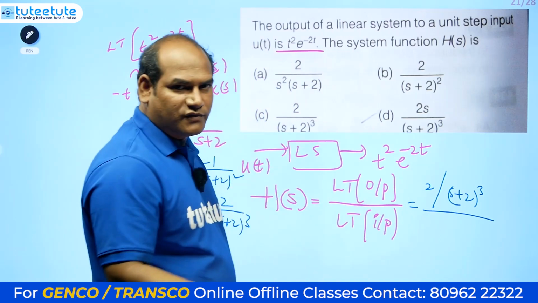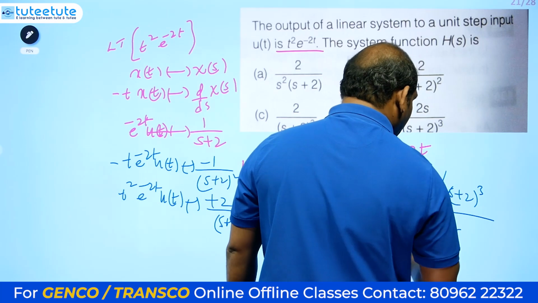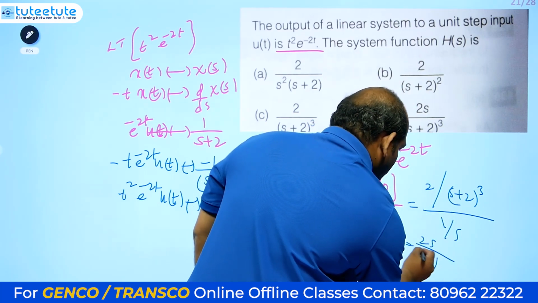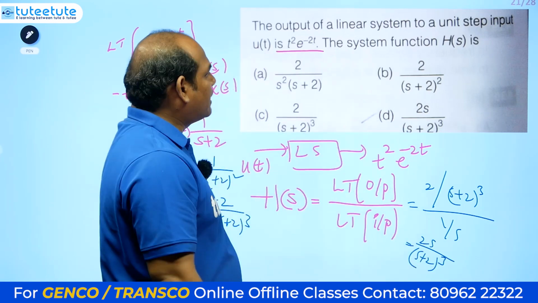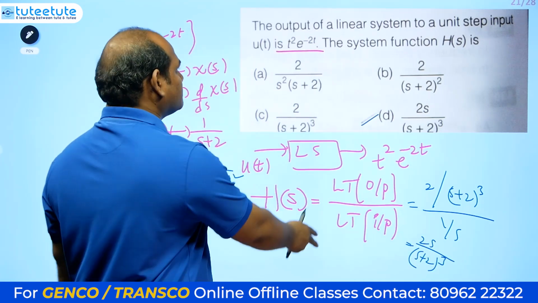What is the input? U of t. So u of t Laplace transform is 1 by s. So this s will go to the numerator. So the answer will be 2s by s plus 2 cube. Okay. So you can observe here option D is the correct option.